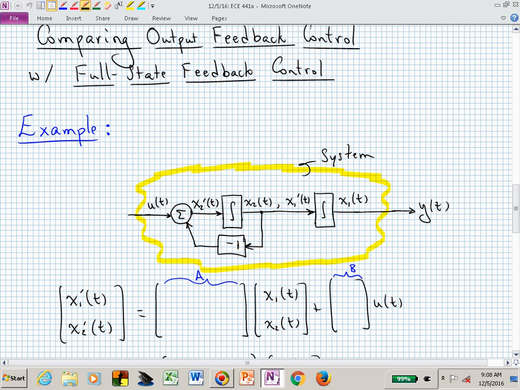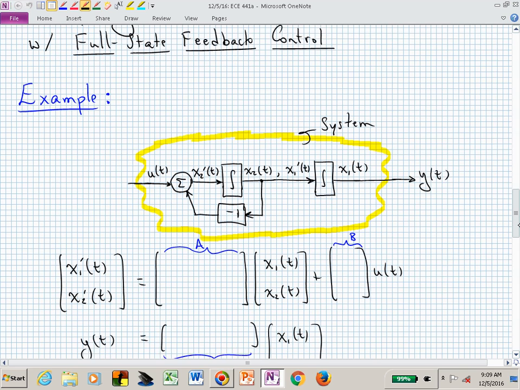Once you've done that, now you know what each of those derivatives are. x1 prime in this case is simply the input to that rightmost integrator, which when integrated gives us x1, and x2 prime is the input to the leftmost integrator, and that now, when integrated, gives us x sub 2. But once you've labeled those state variables, you should be able to create the A, the B, and the C matrix. And now that's time for you to fill in the blanks.